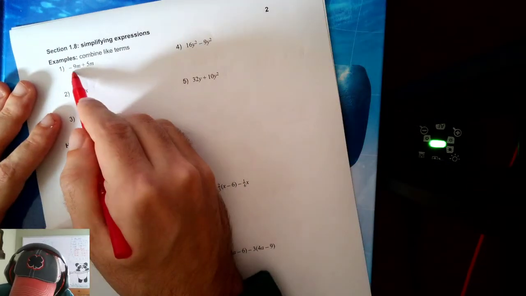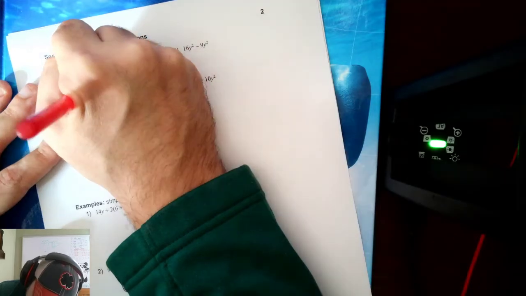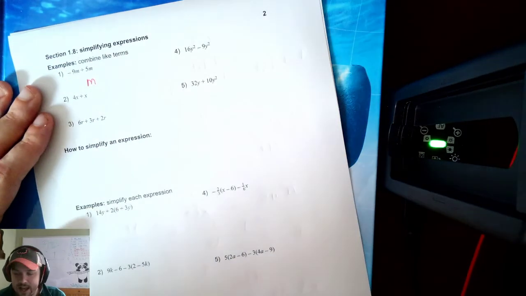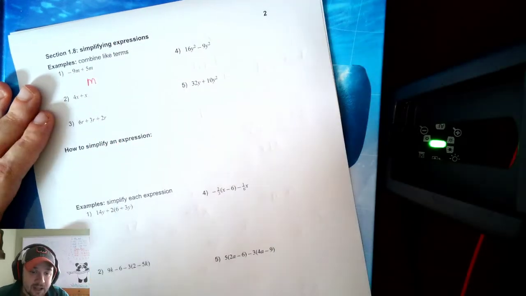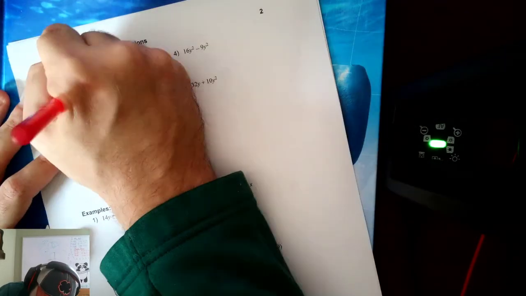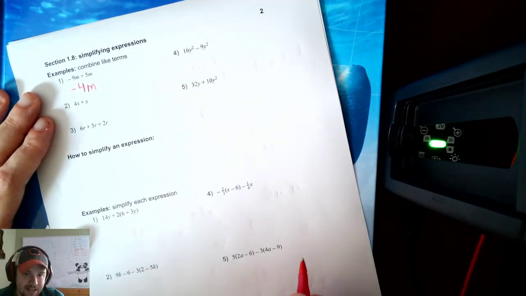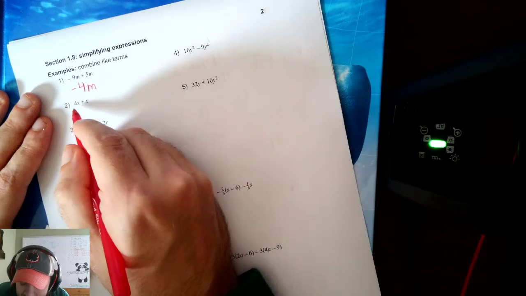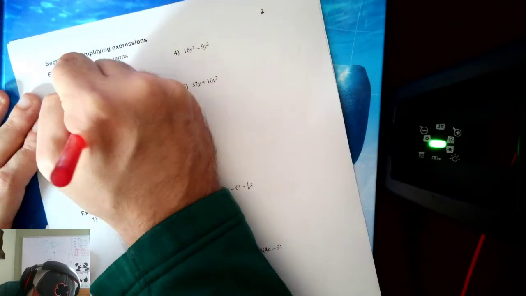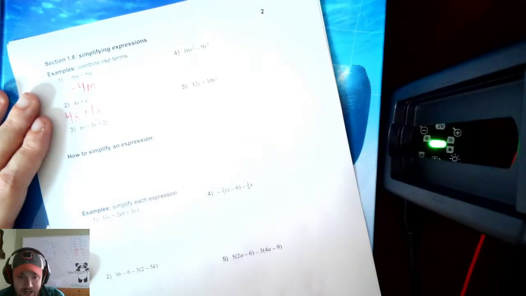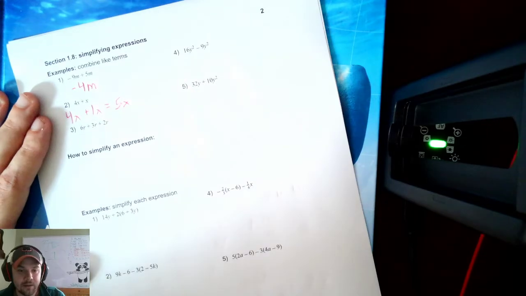Here I've got negative 9m plus 5m. I know my answer is going to have an m when I combine the like terms, and I'm going to add the numbers in front. Negative 9 plus 5 is negative 4. So I get negative 4m when I combine them. In my second example, 4x plus x. Well, remember, that second x is secretly 1x, right? So my answer is going to be 5x.